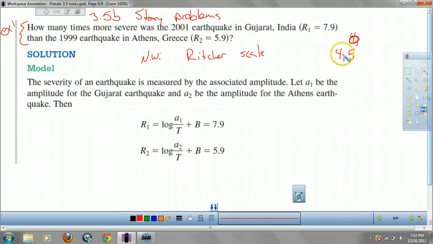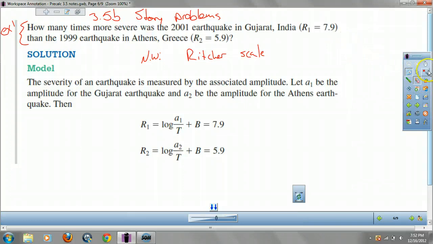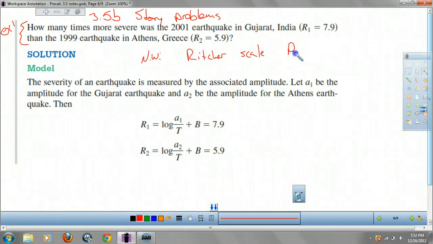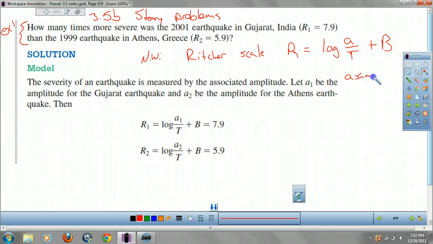Okay. So your Richter scale, here's what they use to calculate it. The amplitude of the wave that's caused, because the bigger the wave, the more damage is found. Your Richter is log of A over T plus B. That's a T by the way, not E. A is amplitude.